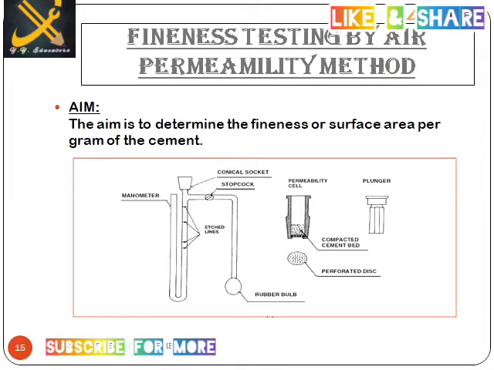Fineness testing by the air permeability method. The aim of this method is to determine the fineness or surface area per gram of cement. This is the diagram of the air permeability method.